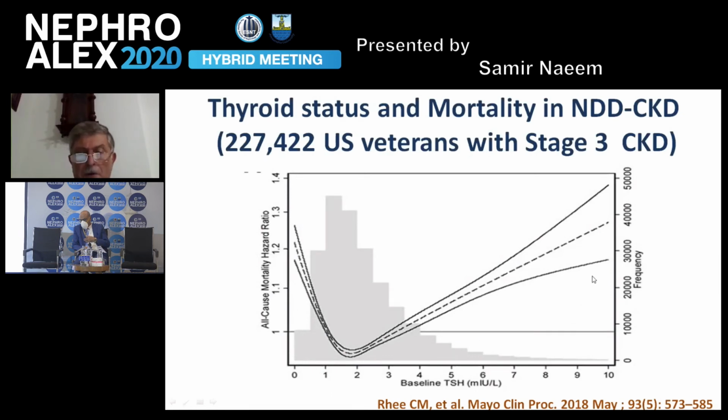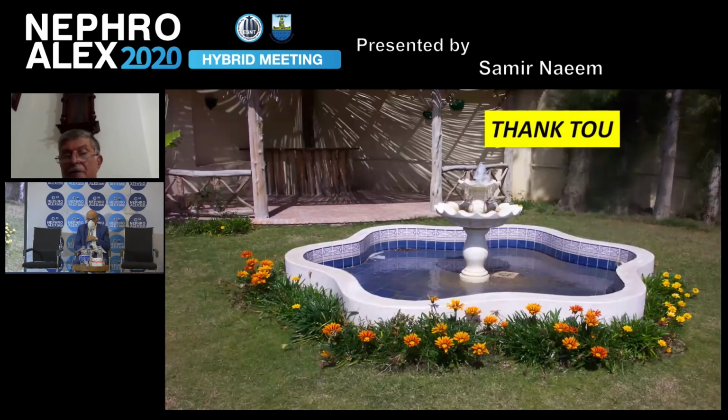So in both hyperthyroidism and hypothyroidism, when they go into chronic kidney disease, mortality is high. So you have to be watchful. You have to treat these patients very, very carefully. And thank you very much for your attention.